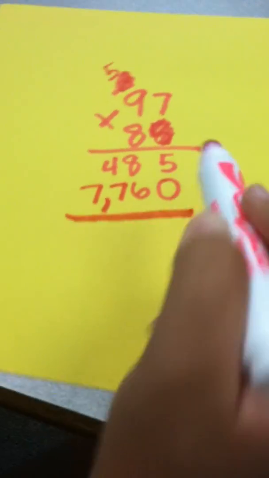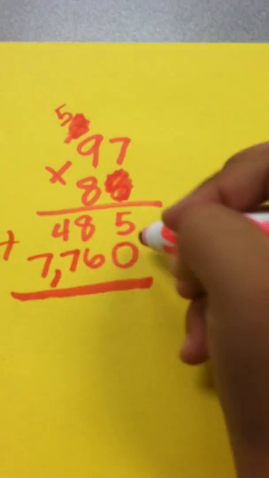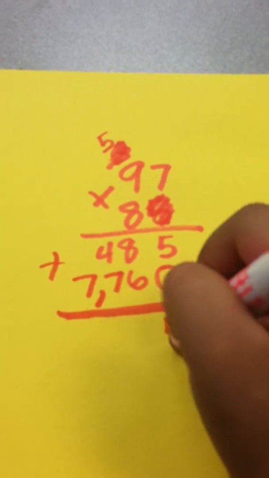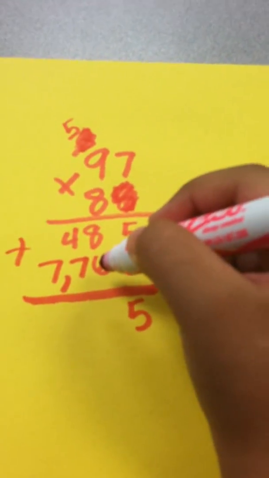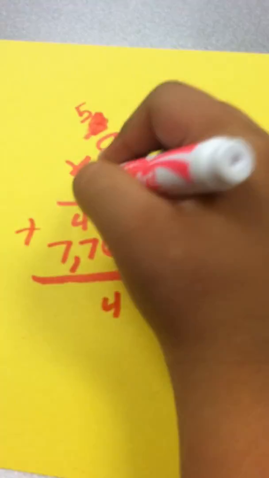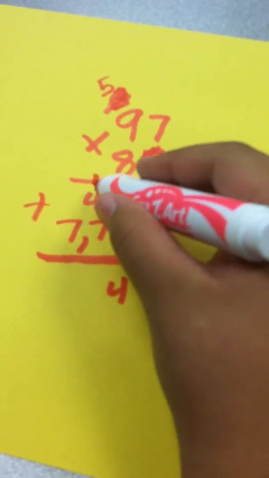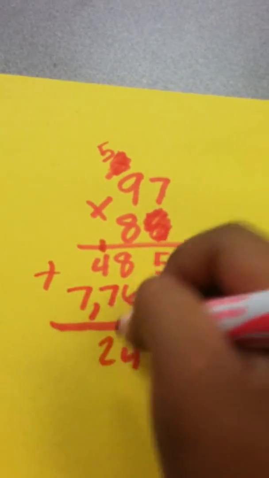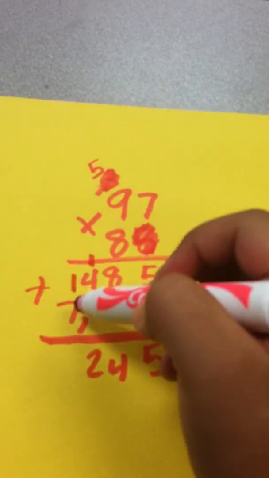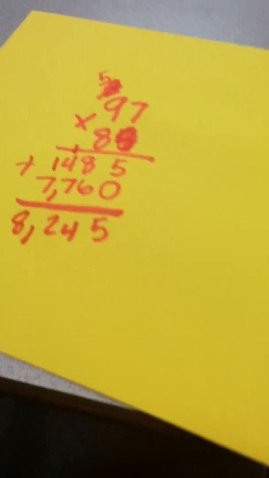Like I always say, multiplication is repeated addition. So now I'm going to add. 5 plus 0 is 5. 8 plus 6 is 14. 7 plus 4 plus 1 is 12. And now 7 plus 1 is 8. And this is your product.